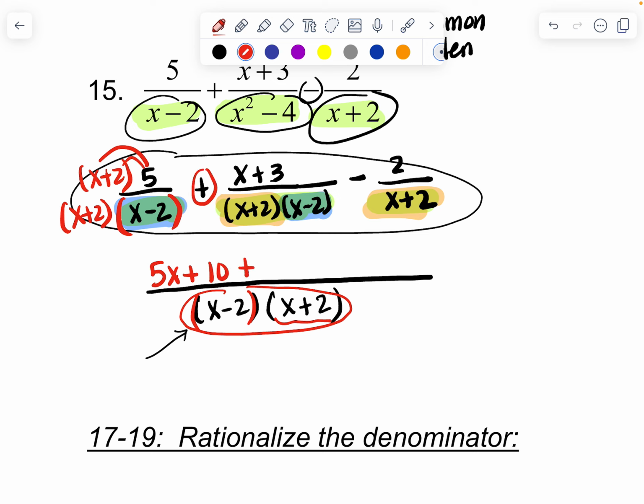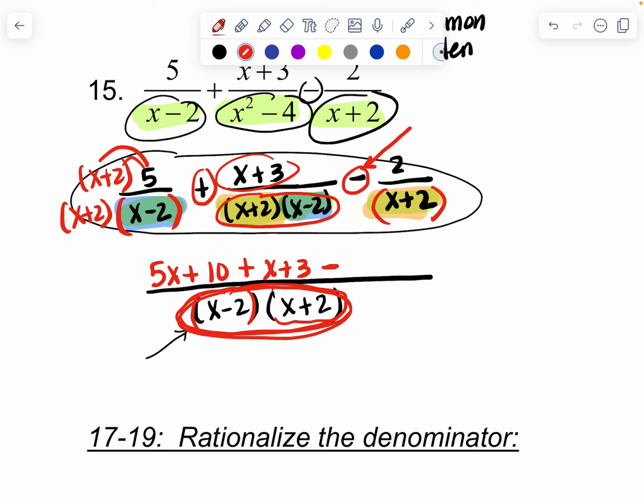Okay, then I have a plus sign. Now look at this. I need this to look like this. But oh my gosh, guess what? It already does. That means I don't have to change anything. So just add an x plus 3. And then I have a minus. Be really careful with these, okay? Minus, okay? And then I need this x plus 2 to look like this denominator. So what does it need? It needs an x minus 2. So this needs an x minus 2.